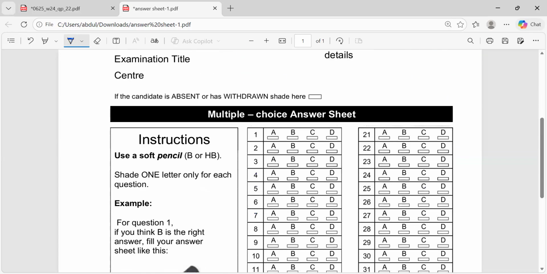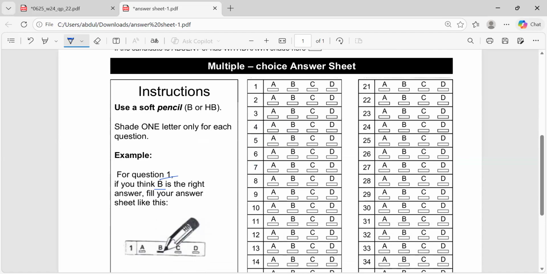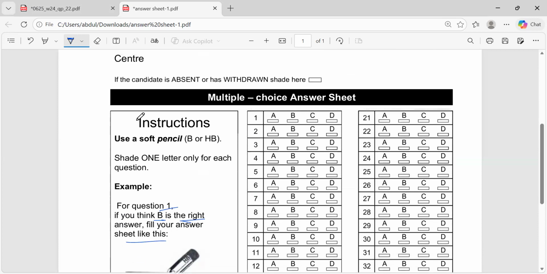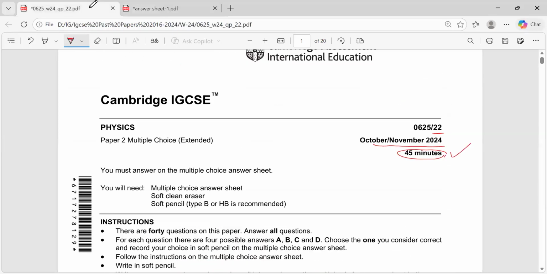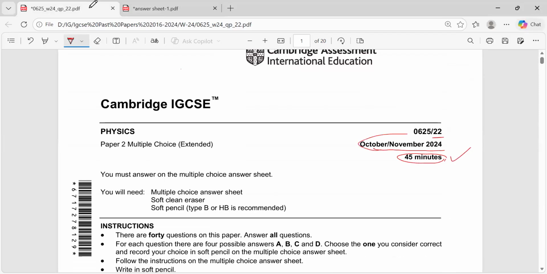Then, my dear friends, this is the bubble sheet. No more circling in the question paper. For question 1, if you think B is the right option, then you will shade B like this. But anyhow, I will go back to the paper and start solving, and then we will see what our answer is. So once more, this is October-November 2024, paper 2, variant 2.